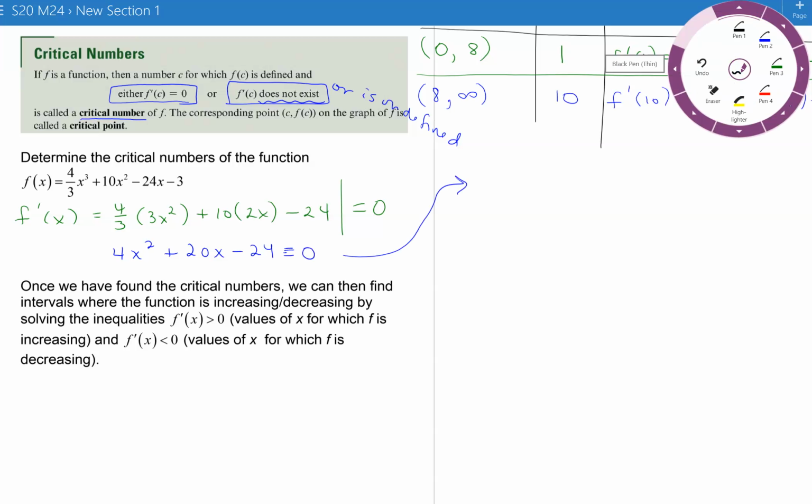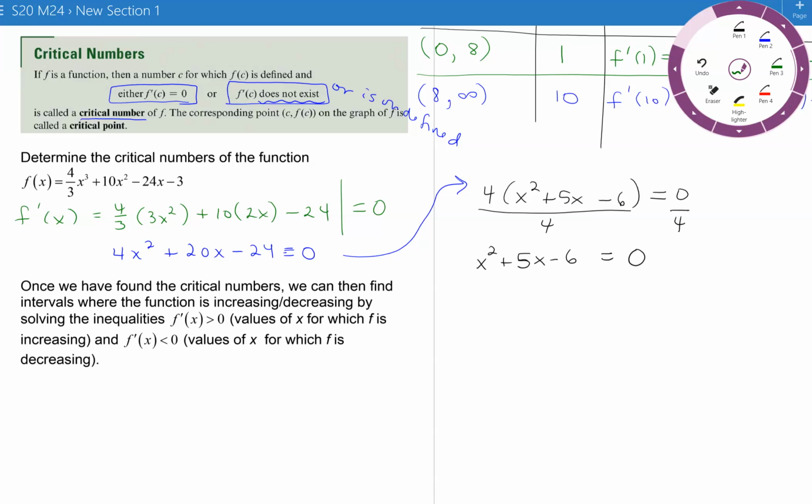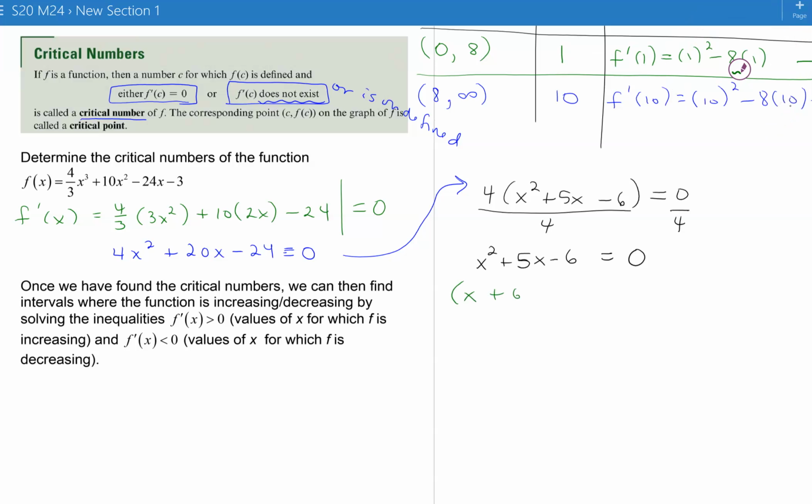So hopefully you're seeing a GCF of 4 there. So factor out the GCF of 4. And you can actually divide both sides by the 4 to see that the 4 has nothing to do with when this function is 0. The 4 has no effect on when this is 0. So then we're going to want to factor. And we're going to have x plus 6 and x minus 1.